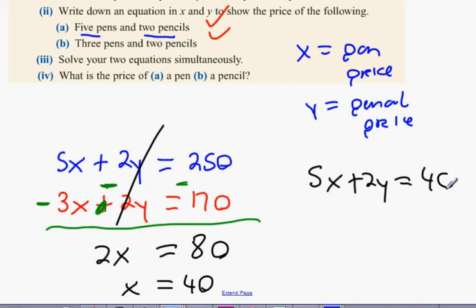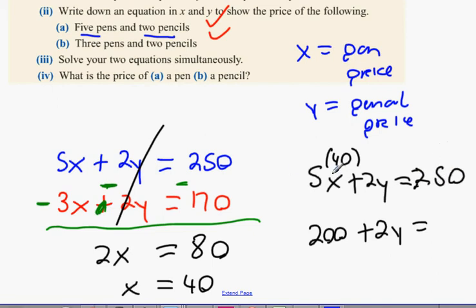Now what happens? 5 times 40? 200. 200 plus 2, sorry 1 second, 2 pencils equals 250, isn't it? Sorry, that's what you're telling me, Ryan, was it? So it costs 250. So 200 plus 2 pencils equals 250. 2 pencils therefore must cost 50, and then 1 pencil must cost 25. Is that the last one?